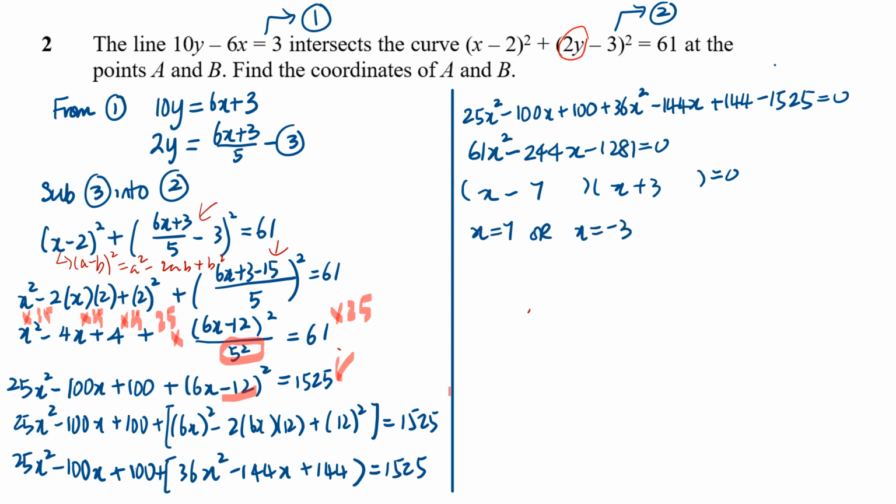Right, so you get x equals 7 or x equals negative 3, and your story does not end here because you still have to find the y coordinates, because you're finding intersection points. Intersection points will have an x coordinate and a y coordinate.